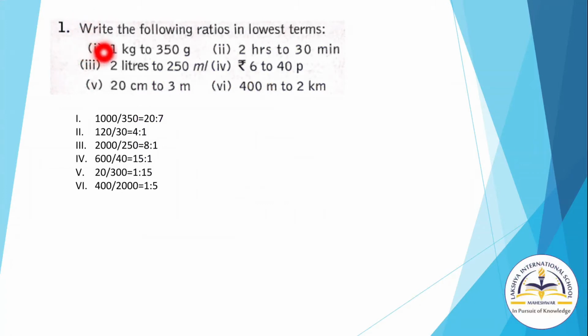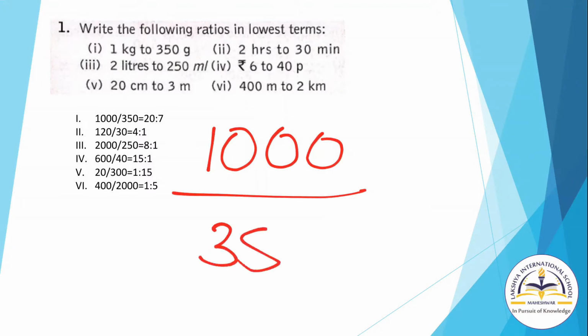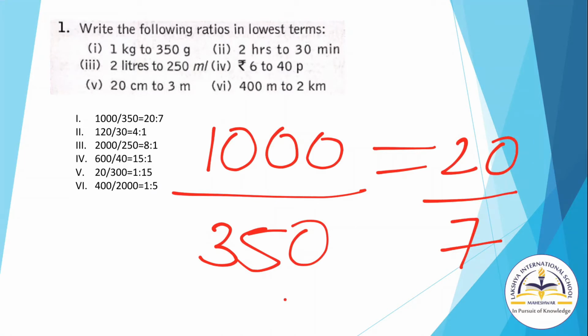Now question number 1, write the following ratios in lowest terms. Now 1 kilo to 350 gram. Now 1 kilo means 1000 gram. Now 350 grams. Now you can cut with the table of 2 or 5 also. So you will get 20 by 7. 20 is to 7 will be the answer.